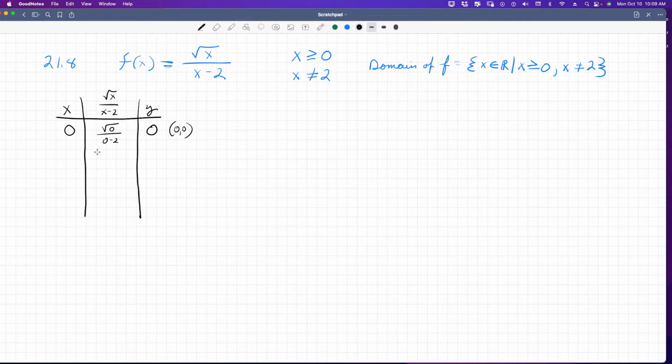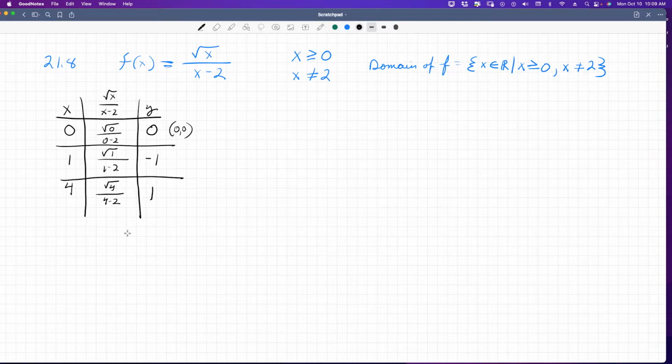So that's our first point. Now I'm going to sub in, let's try 1. Square root of 1 over 1 minus 2. So we have square root of 1 is 1, so it'd be 1 over -1, so it'd be a -1, right? Okay, so now let's try, we can't do 2 because x cannot be 2, though we're being told what numbers to pick. So let's try 4. I'm going to sub that in. Square root of 4, and then 4 minus 2. The square root of 4 is 2, and 4 minus 2 is 2. So 2 over 2 is just going to be a positive 1.